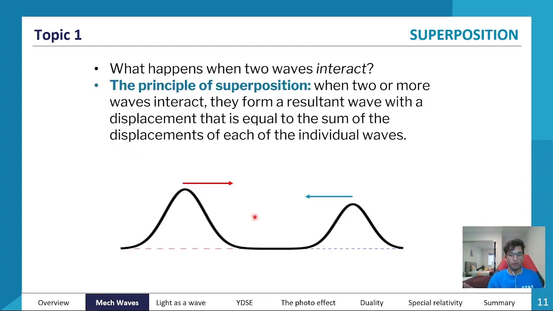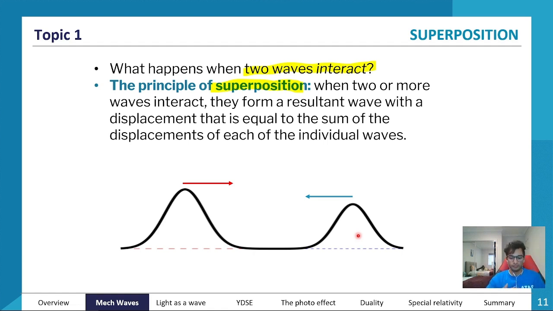Cool. Now that we know that, what we want to know is what happens when we have 2 waves interacting with one another. When this happens, we call this a superposition. In this case, we have 2 waves: this red wave and this blue wave. They're traveling towards each other.